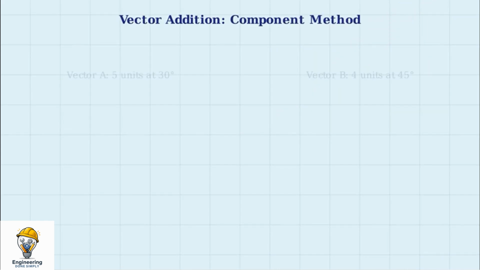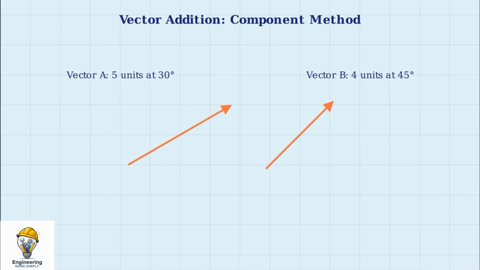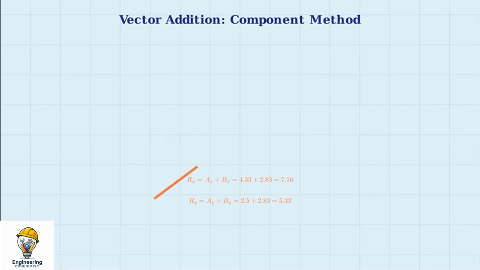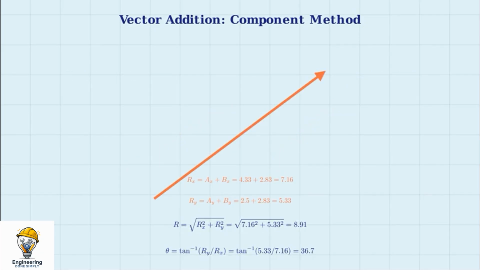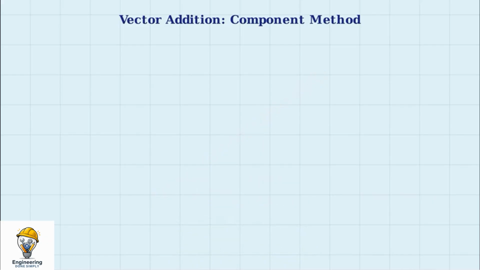The component method provides an analytical way to add vectors, which is more accurate than the graphical method. We resolve each vector into its x and y components using trigonometry. For vector A, the x component is A times cosine of its angle, and the y component is A times sine of its angle. Similarly for vector B. To find the resultant, sum all the x components to get Rx, and sum all the y components to get Ry. The magnitude of the resultant vector is found using the Pythagorean theorem, square root of Rx squared plus Ry squared. The direction is found using arctangent of Ry over Rx.